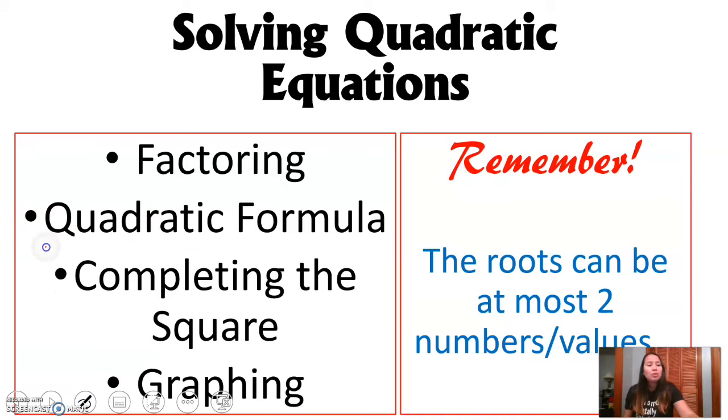that in solving quadratic equations, the solution, the numbers we're looking for, can be at most two numbers or values. So there are problems that would give us only one answer, or there are problems that would not give us a real number answer. What does that mean? It means there are imaginary or complex numbers involved. We're going to talk about that in the next video. Okay?